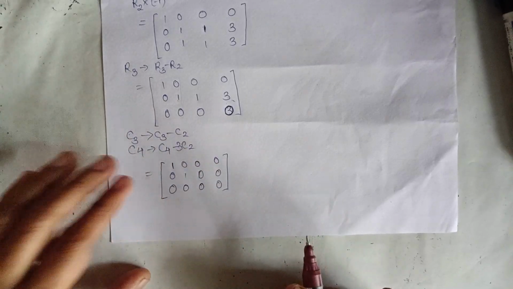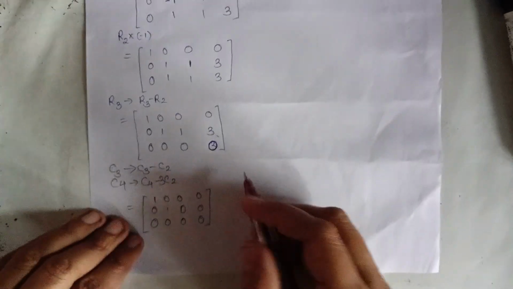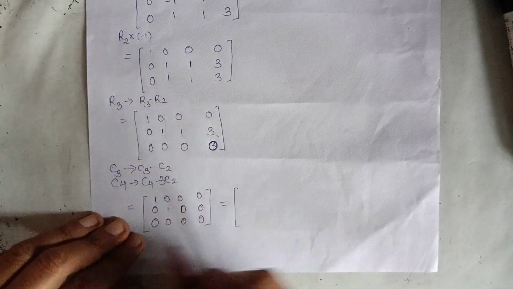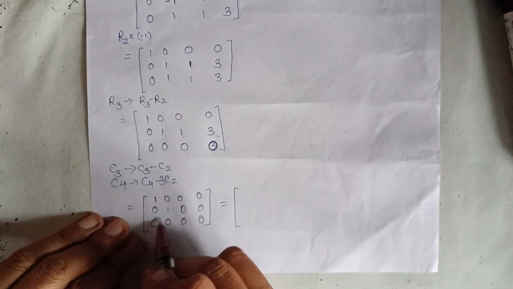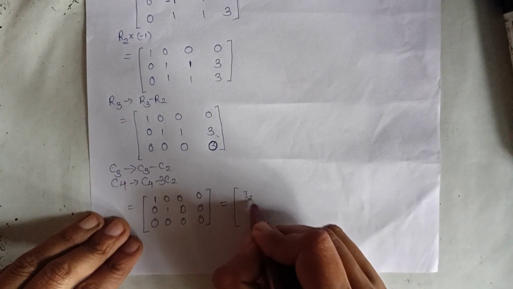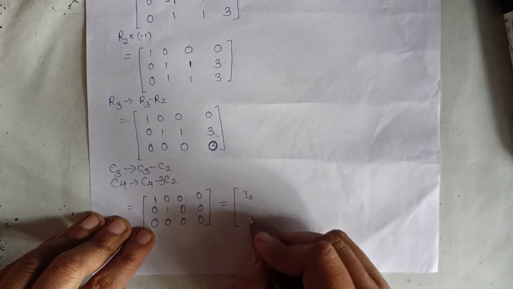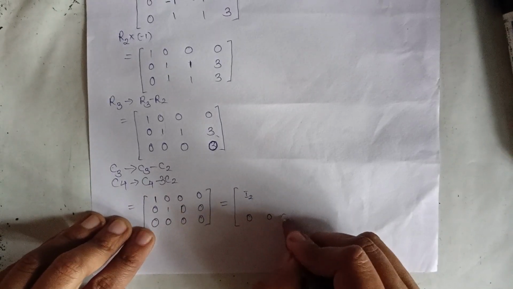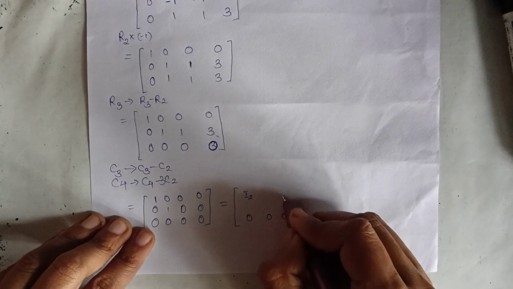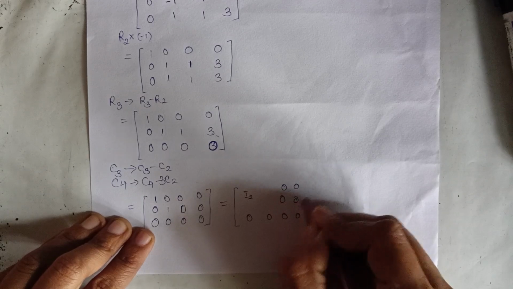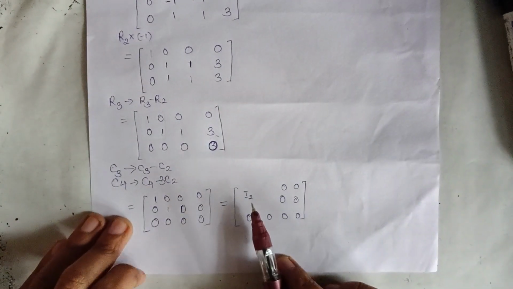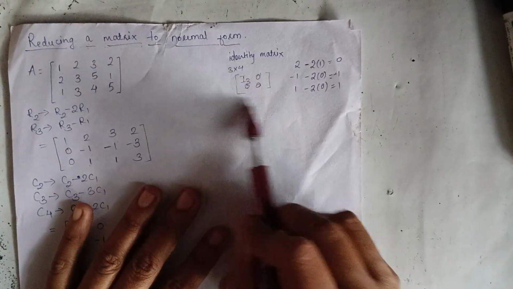So this is in the form of our 2 by 2 identity matrix, so this is I2, and the 0 0 0 0 0 is 0. Okay, so we arrived at this part.